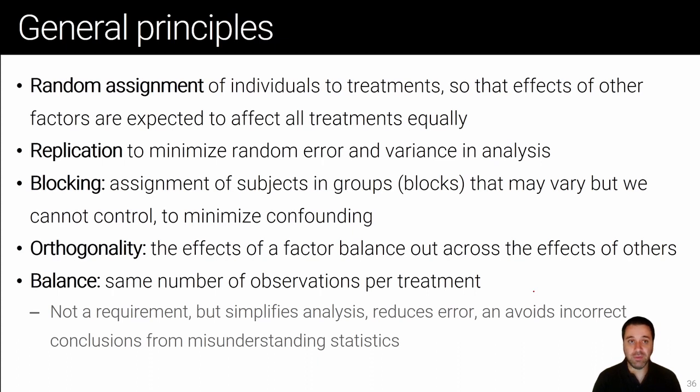Replication. In order to minimize random error, we should replicate our study and not just look at one sample, but look at more samples. Blocking is something that may allow us to assign subjects to groups or blocks that could have a certain variation between them, but we cannot control.